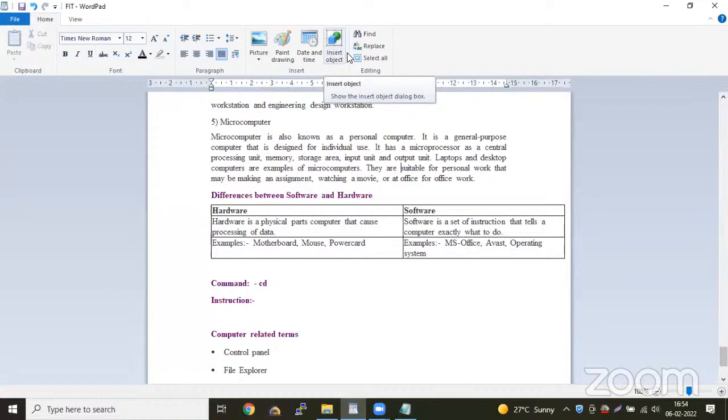Sir, what is the difference between server and memory? Memory is different and server is different. A server itself will have a memory. Understand? In a server, we'll have a memory. Right.